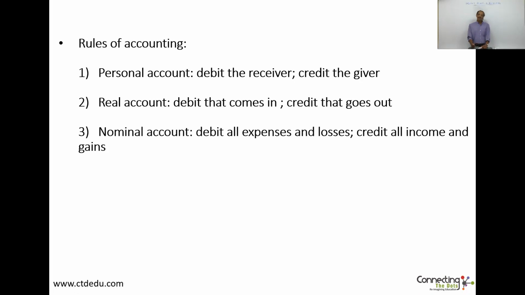Coming to nominal account, this deals with, as I said, expenses, losses, incomes, gains. It could be like discount, commission, etc. If you are receiving discount, it's a gain for you. Usually you receive discount in the form of cash discount. So when you're receiving discount, you should credit that discount received account. Similarly, if you're allowing discount to somebody else, you should debit it because it's a loss for you. So debit all expenses and losses. That would apply for the nominal account rule.